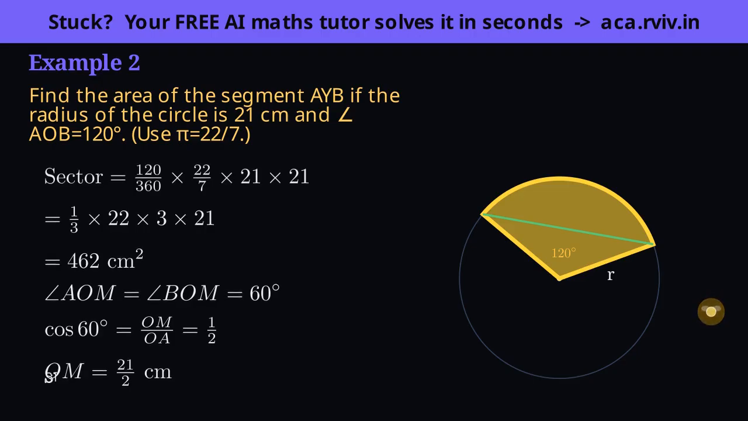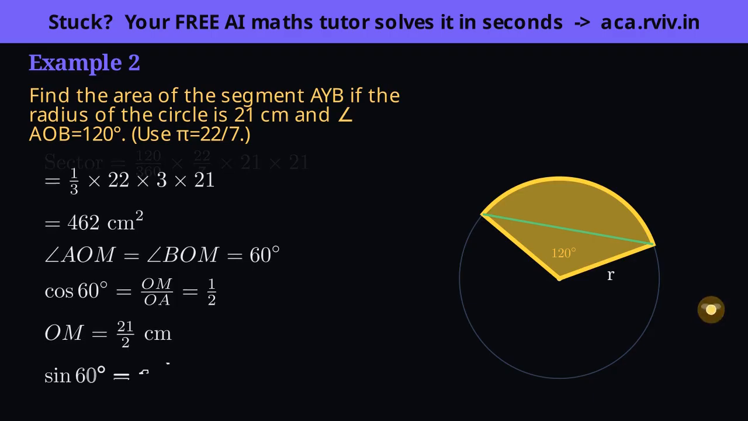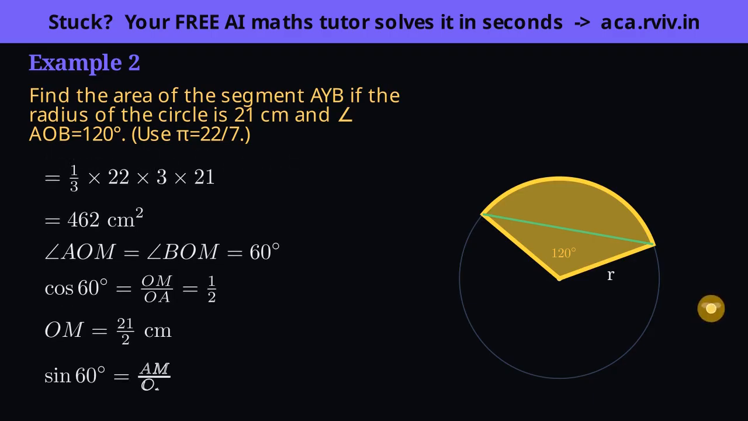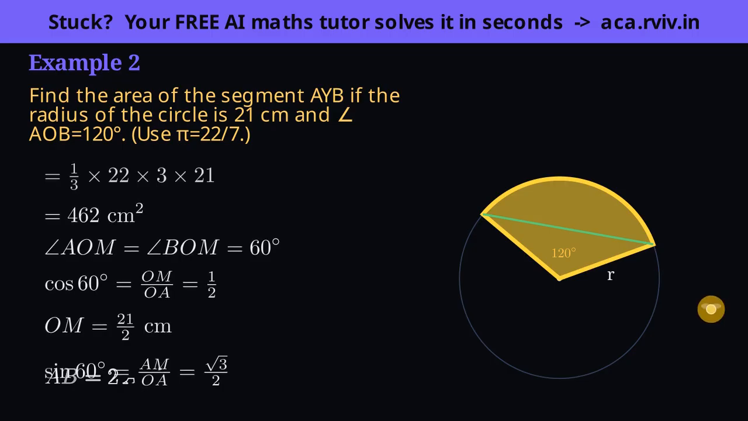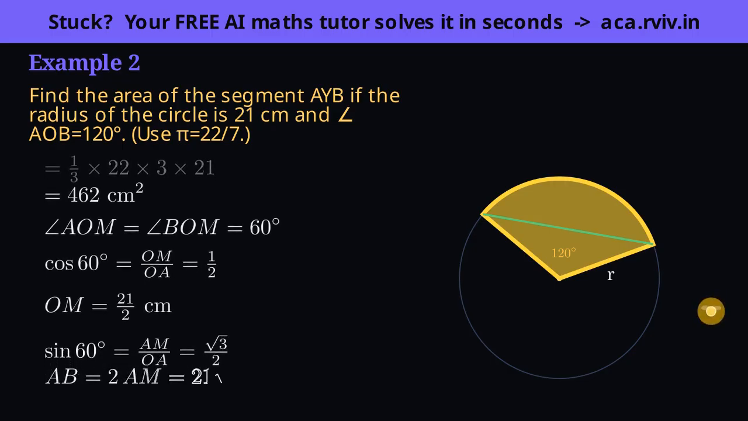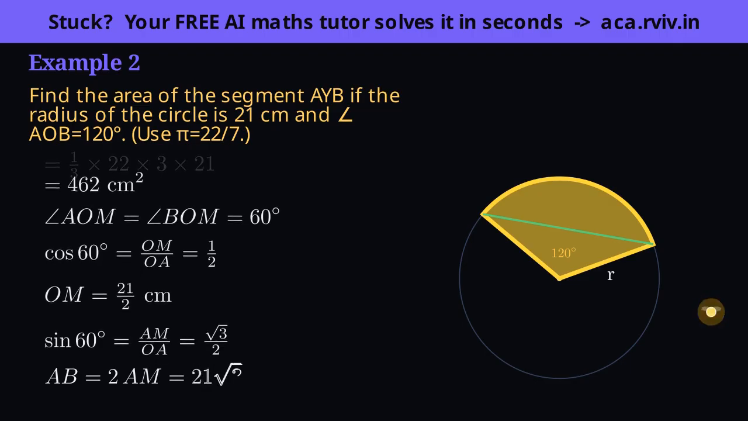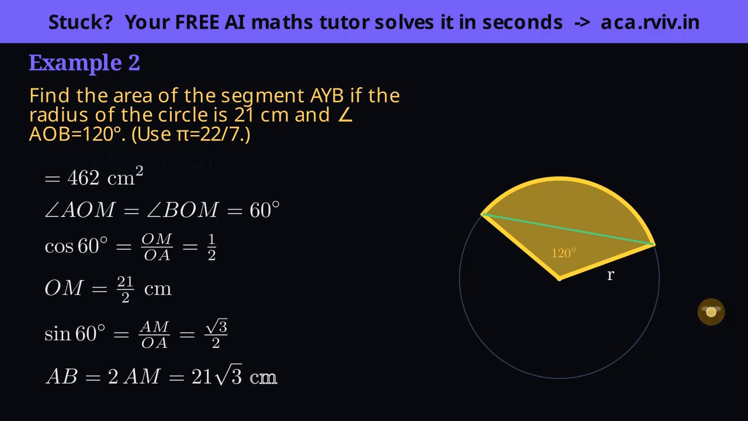For the base we want the chord. AM is the side opposite the 60-degree angle, so this time we use sine, opposite over hypotenuse. Sine of 60 is √3 over 2. That makes AM equal to 21 √3 over 2. But AM is only half the chord, the perpendicular split it, so the full chord is twice AM, which is 21 √3. Now we have both base and height.